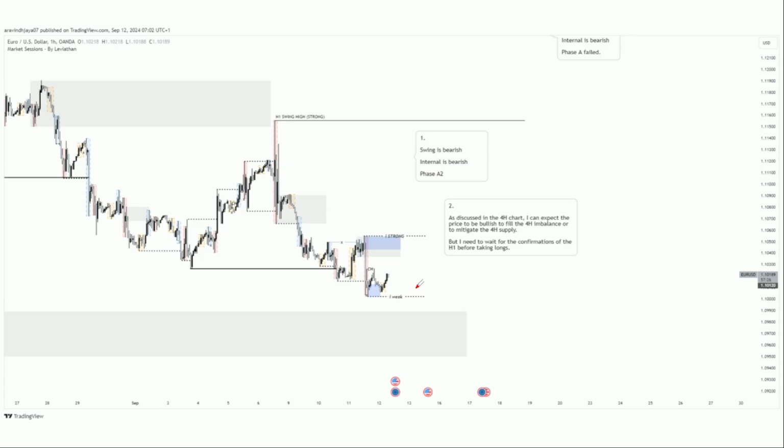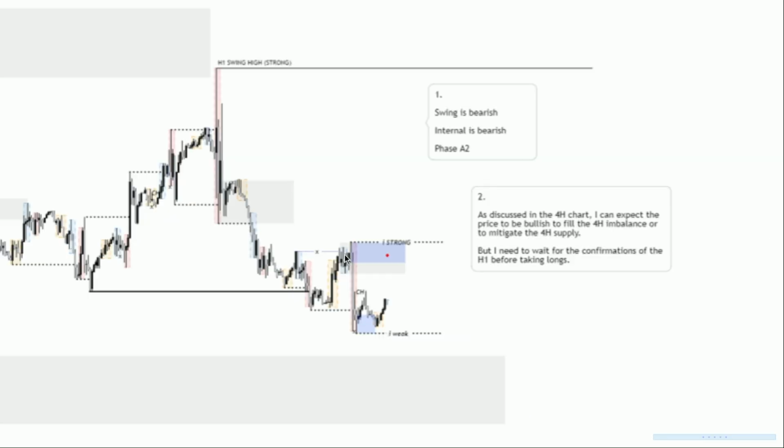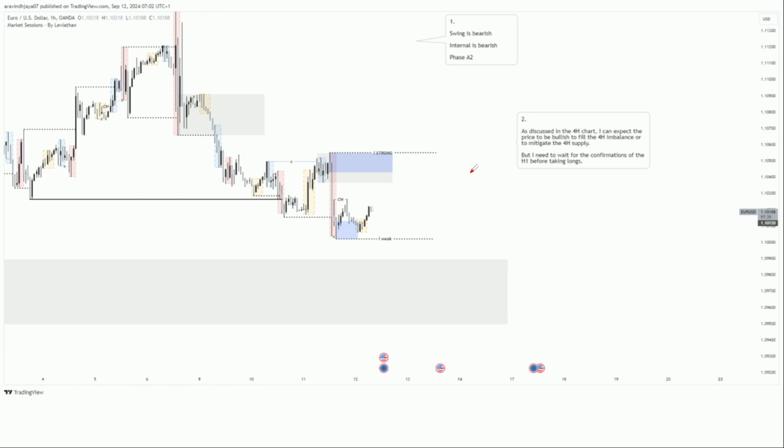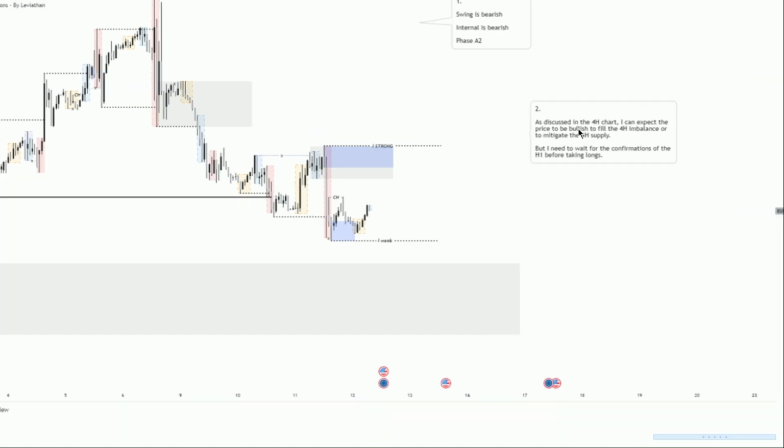So this is H1. H1 swing structure is bearish. Internal is also bearish. Price actually swept some buy side liquidity here and then pushed the price down, and the fractal structure is actually bearish. Let's zoom in. As discussed in the 4 hour chart, I can expect the price to be bullish to fill the 4 hour imbalance. This is the 4 hour imbalance.